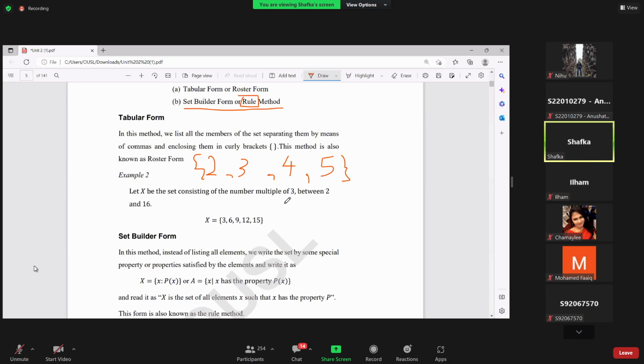Okay. If it's an infinite set, what do you have to do? Let's say real numbers, integers, positive integers. You can use 3 dots to represent that it continues. Since this is also tabular form, just give me a second.